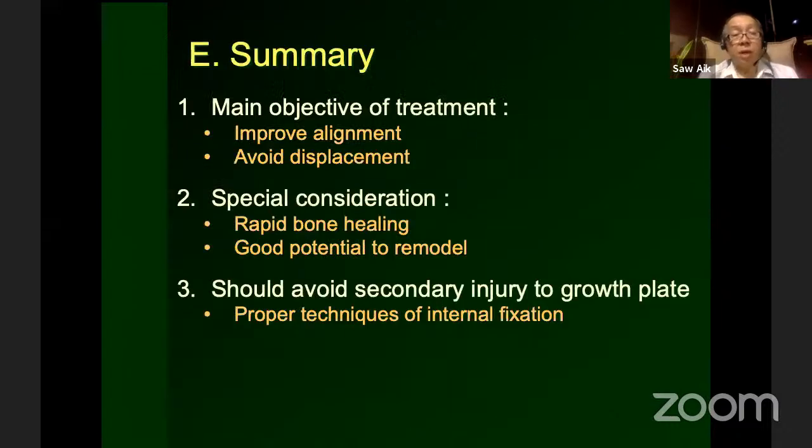So in summary, the main objective for treatment of physeal plate fracture is to improve alignment and avoid displacement when this is indicated. We know children heal fast and heal well, as long as the growth plate and the other soft tissue are healthy. So when we plan treatment, we have to make sure we avoid secondary injury to the growth plate.